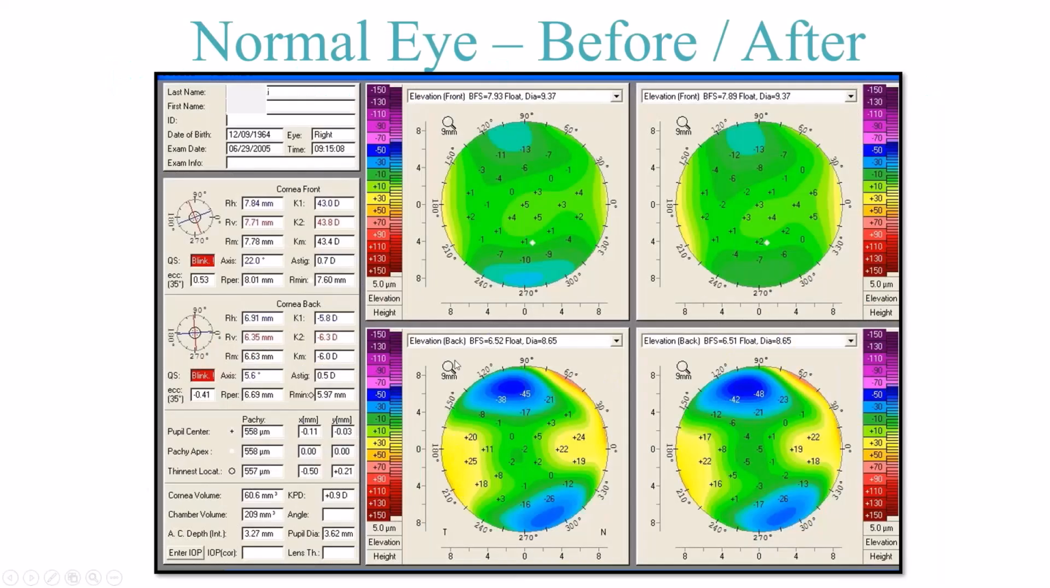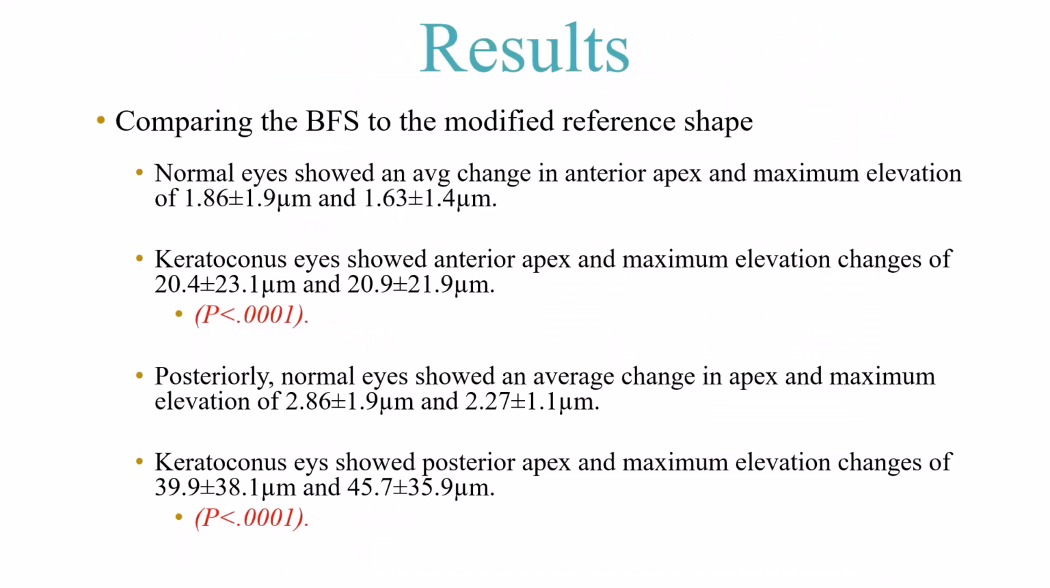If we look at a normal eye, same thing. This is anterior elevation, best fit sphere. This is enhanced, no significant change. Posterior elevation, again, no significant change, which is what we want. We don't want to create false positives.